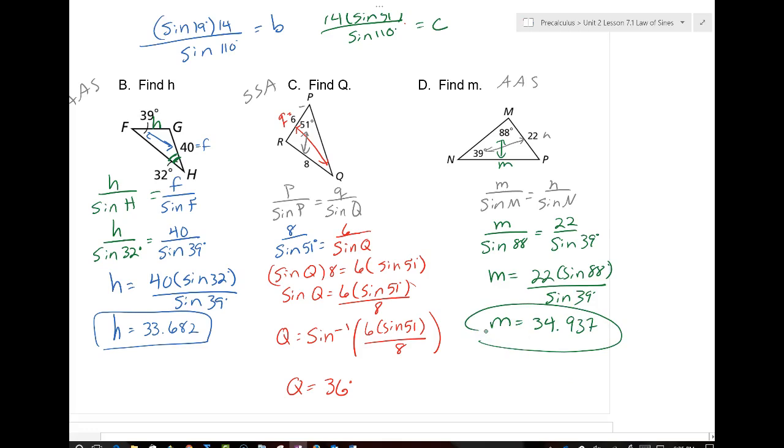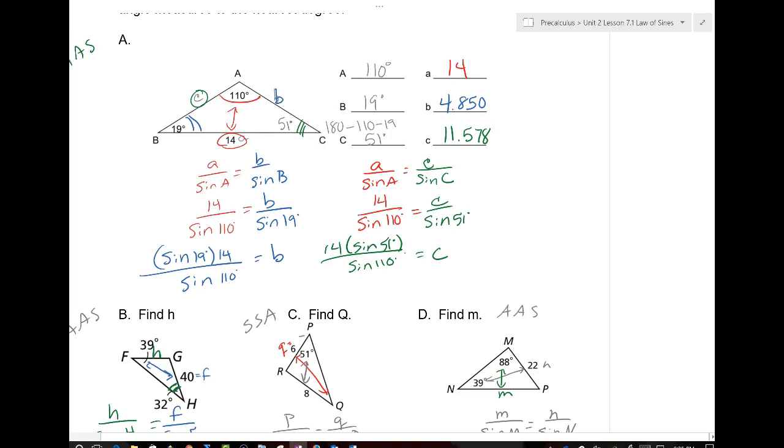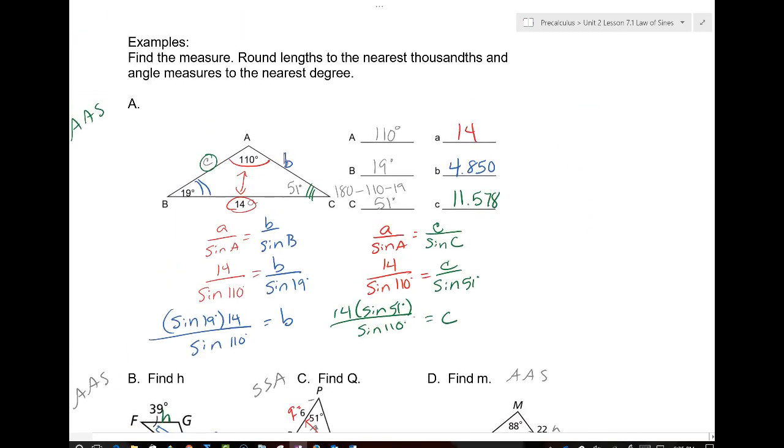Now your quizzes are going to be more like this. Your book is going to be a combination of the two. What's different about the book than A, B, and C is they're just going to have everything labeled A, B, C instead of different letters and angles. There is a couple problems on the homework, at least one that I know of, that you have to solve for all the missing sides, like this first example here.